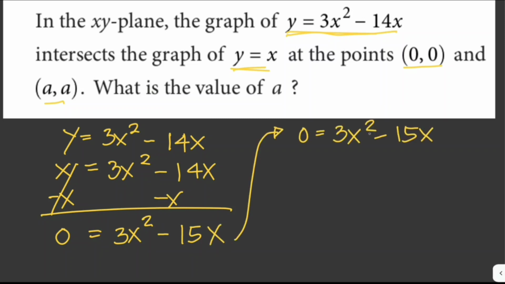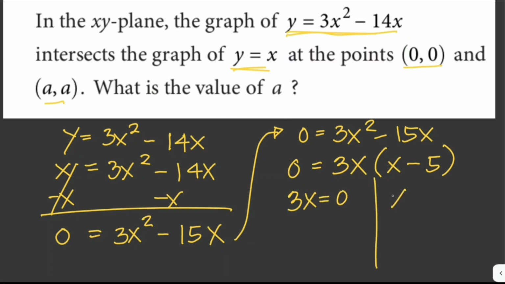And now we can factor out 3x from here. So that will be 3x times (x minus 5). Now we can solve for the possible values of x. So that will be 3x equals 0 and x minus 5 equals 0. So x here is equal to 0 and x here is equal to 5. So the possible values for x are 0 and 5.